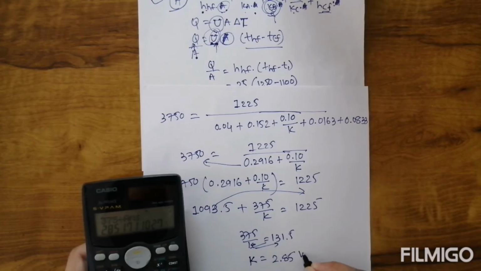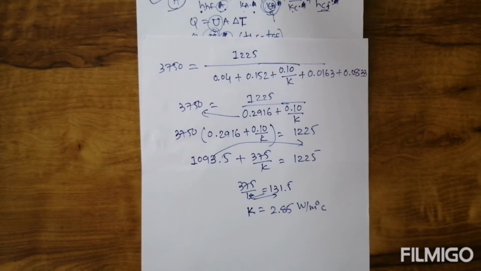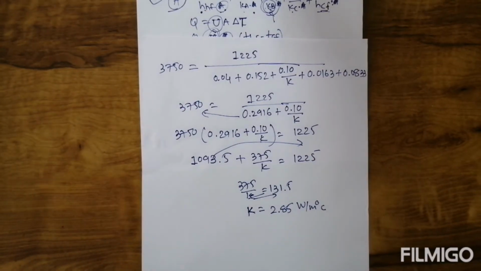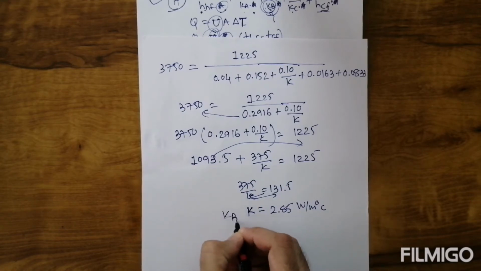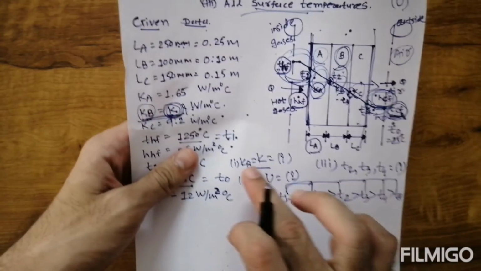K is 2.85 watt per meter degree Celsius, which is the unit of thermal conductivity. So our answer is 2.85, the thermal conductivity of layer B, or we can say KB is equal to K, as I already mentioned. So the first target, the unknown thermal conductivity K, is done.